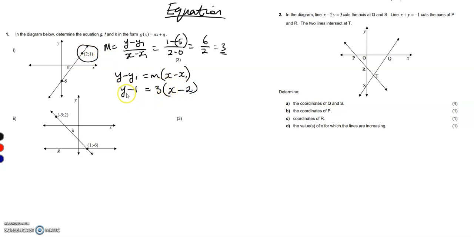Then what are we having there? y is going to be equal to 3x minus 6 plus 1. Then it's going to be 3x minus 5. So that becomes our equation.